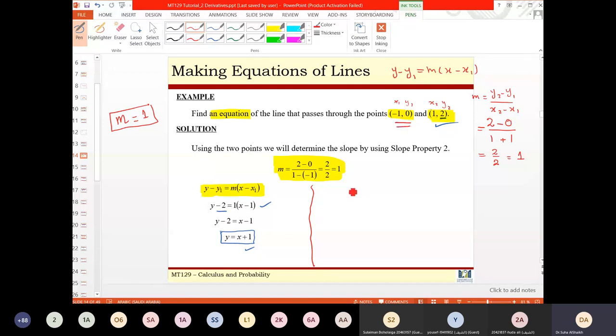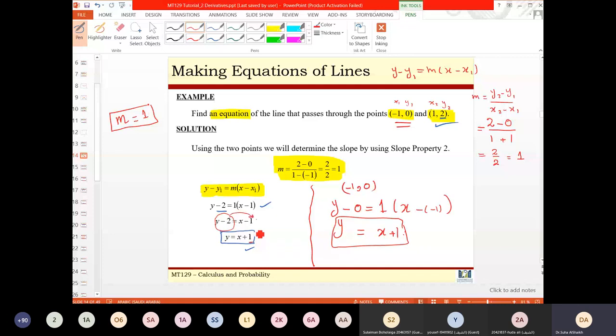If I use this point, minus 1 and 0, so y minus y1, which is 0, equal to the m, and the m is 1 here. No need to write it as an m. The m is 1, times (x minus 1). So y equal to x plus 1. The same, right? It's the same. The minus 2 comes to the other hand side as plus 2. Plus 2 minus 1 is plus 1.